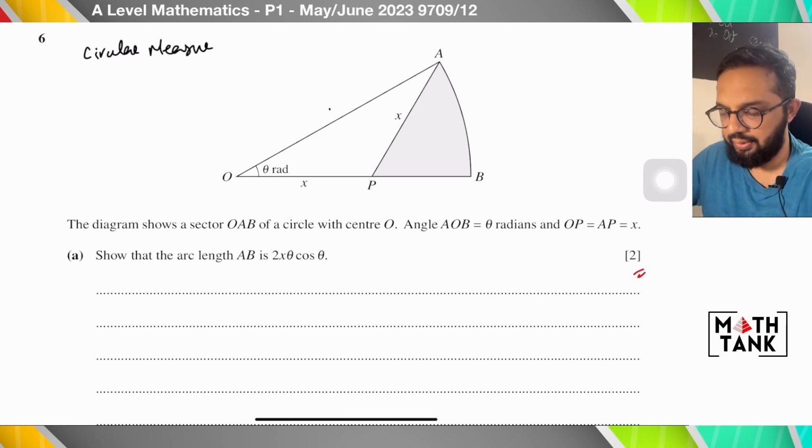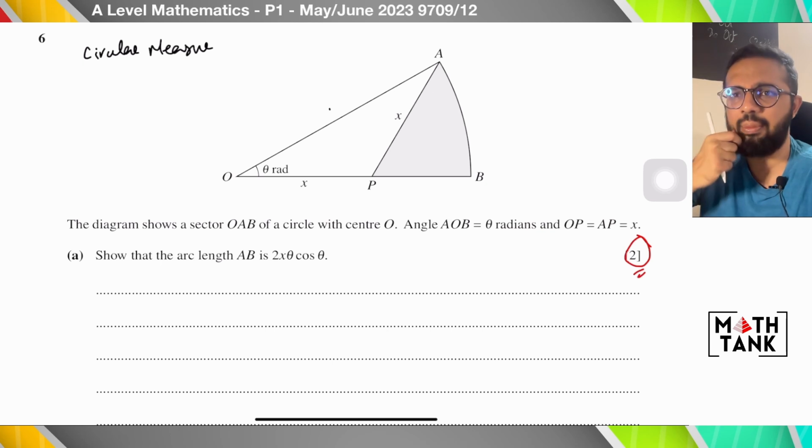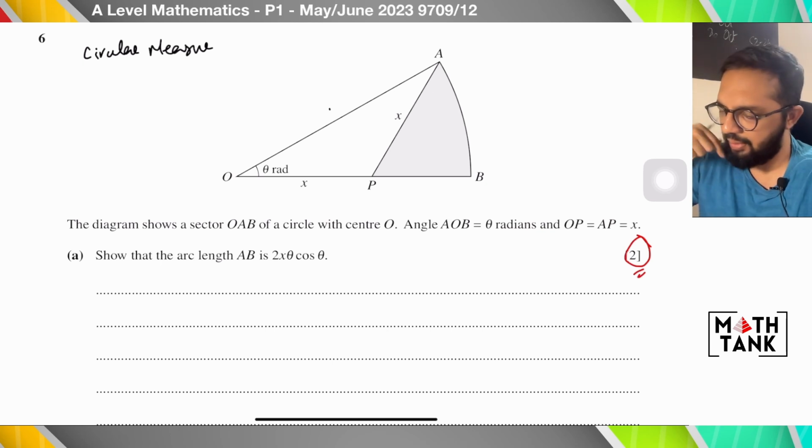This says the diagram shows the sector OAB of a circle with center O, angle AOB equals theta radians and OP equals x, so that the arc length AB is 2x theta cos theta. Now, when I'm reading this question, I should note the number of marks. My first thought is that if I want to calculate the arc length, I'll need OA, which means I might just apply the cosine rule.